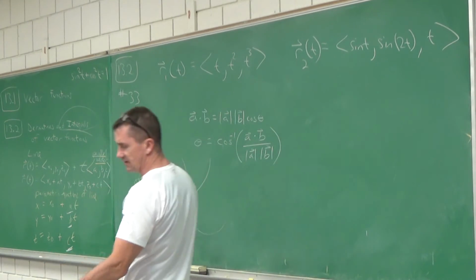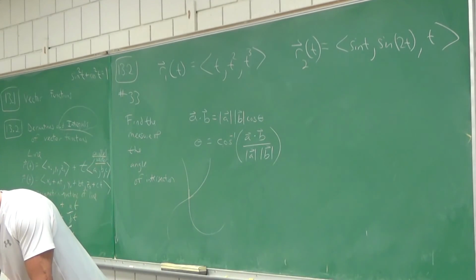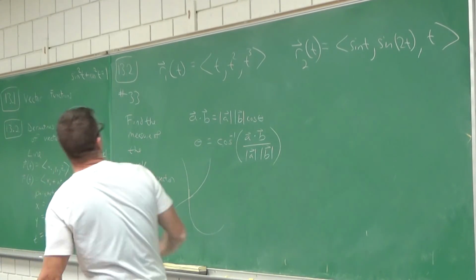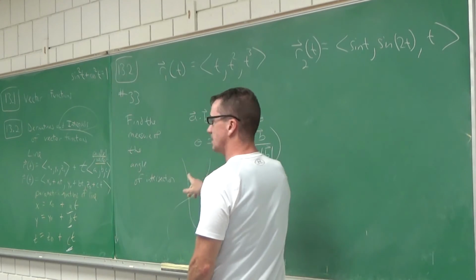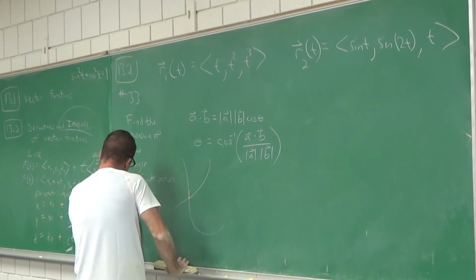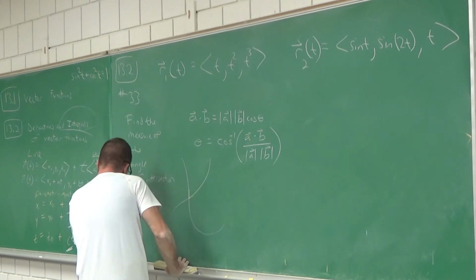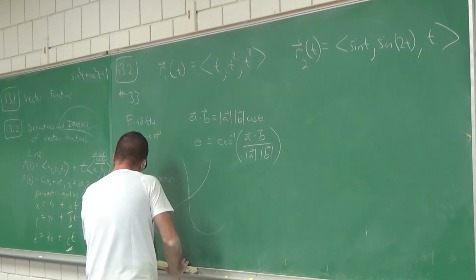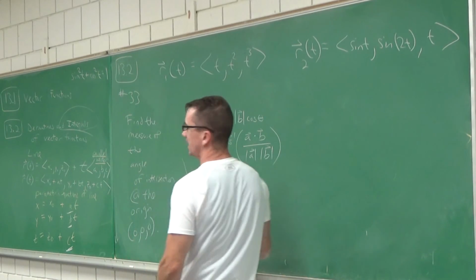And I have to give you the point, don't I? In this problem, they said at the origin. So find the measure of the angle of intersection at the origin. What's the origin? 0, 0, 0. So that's going to be the point 0, 0, 0.